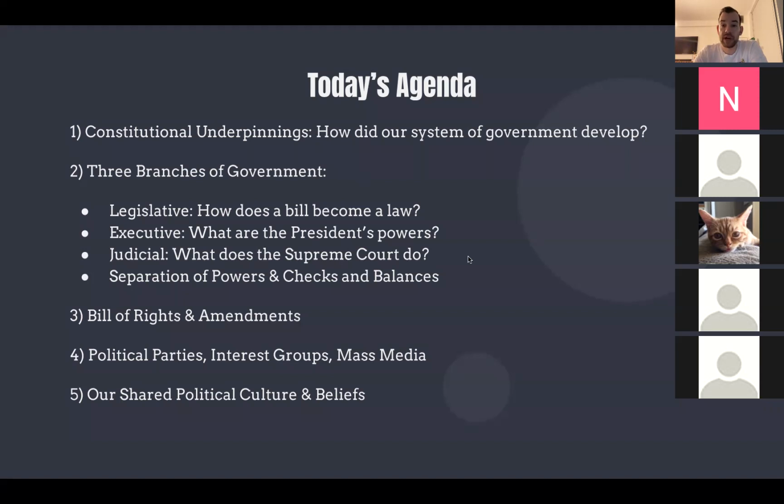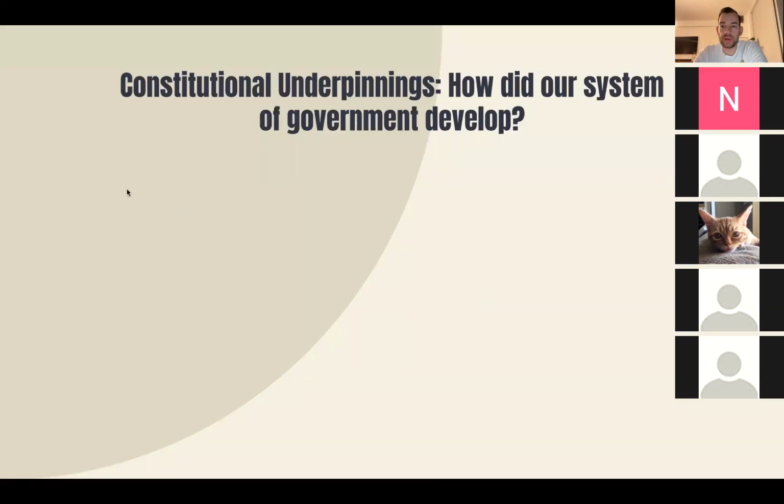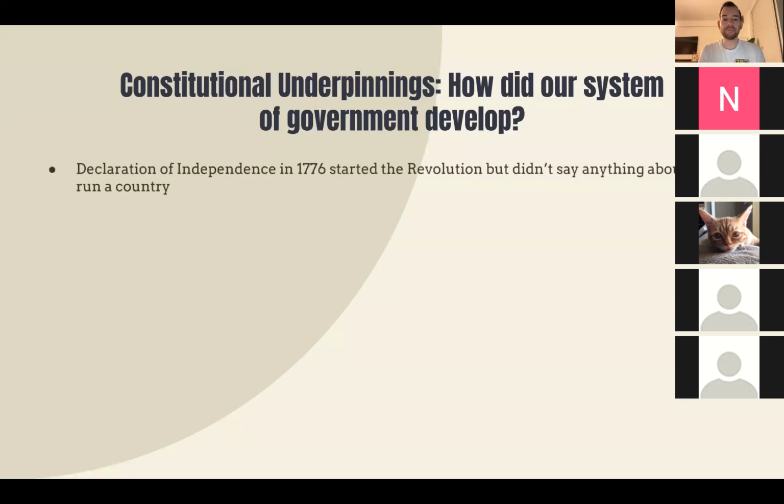Then we'll look at the Bill of Rights, the first 10 amendments to the Constitution, and then the other amendments. And then finally, we're going to look at political parties, interest groups, and the mass media, how they fit in, and then our shared political culture and beliefs. So let's get right to it and talk about constitutional underpinnings. It's important to know what's underpinning our constitutional system, our government.